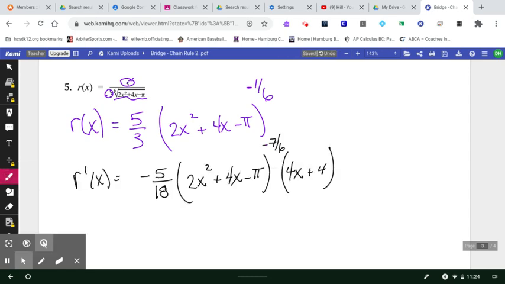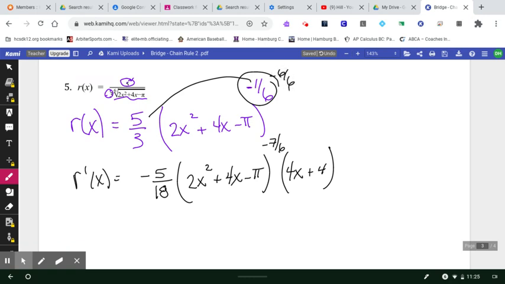So take a look at it, see how it matches up. I brought my 1/6 down to get negative 5/18, kept the inside, minus 6 over 6 would be negative 7/6, times the derivative of the inside. So now I'll just work on that cleanup, of course. This becomes the 6th root of (2x squared plus 4x minus pi) to the 7th.